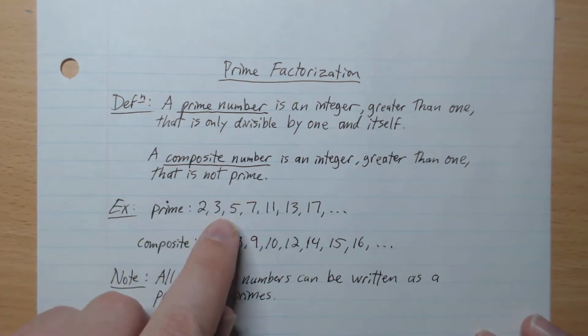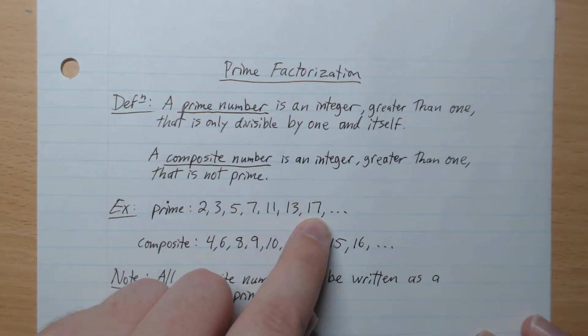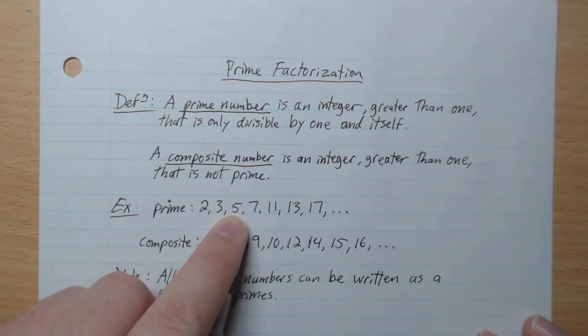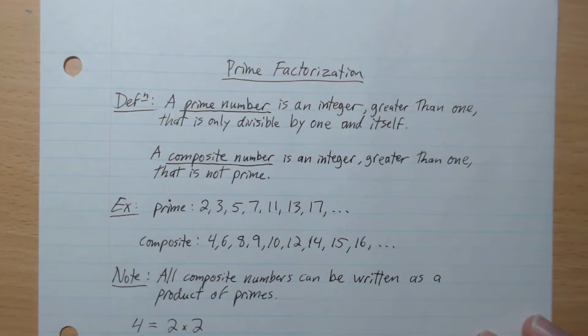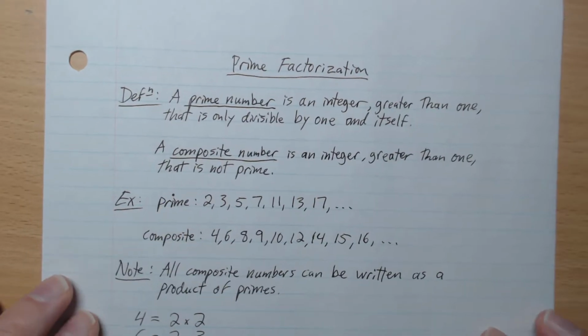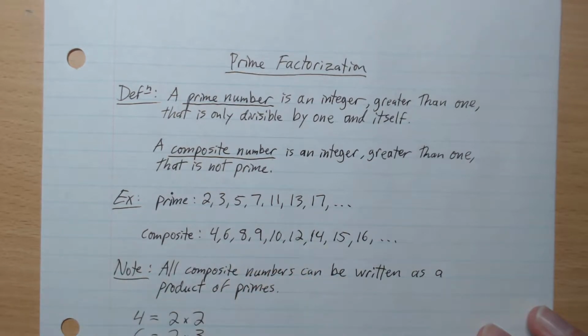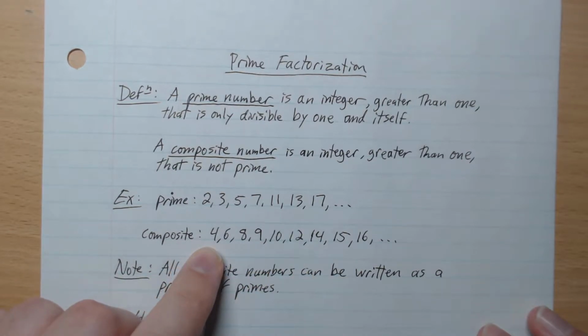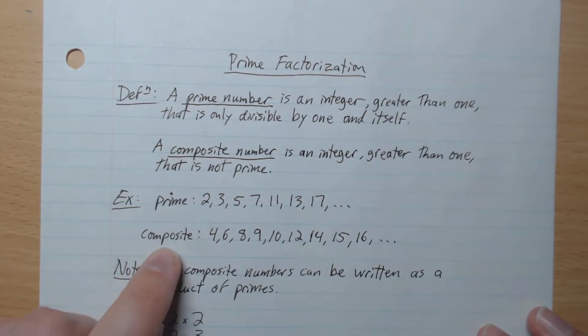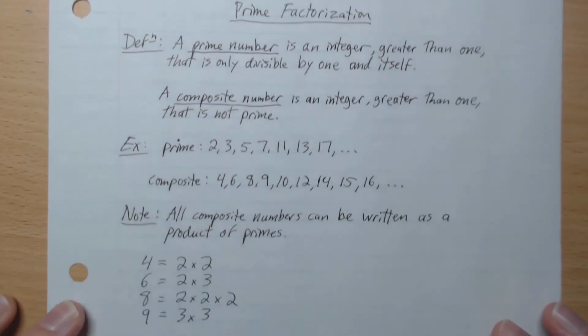So prime: 2, 3, 5, 7, 11, 13, 17. To get 5 in multiplication, you can only do 1 times 5. It's a prime number. Composite: 4, 6, 8, 9, 10, 12, etc. And so you can write 1 times 4 equals 4, but you can also write 2 times 2. So that makes it a composite number.